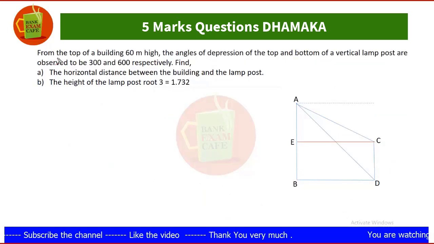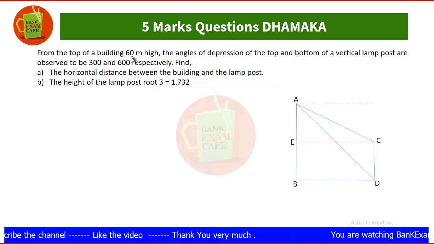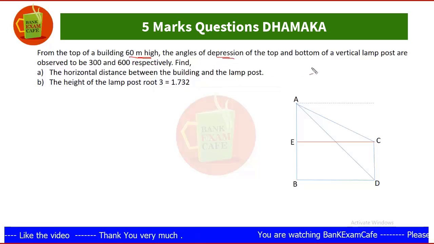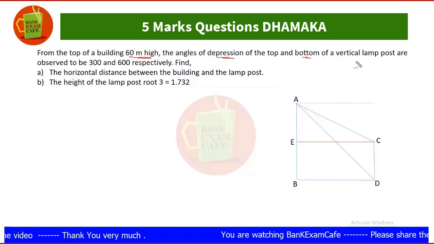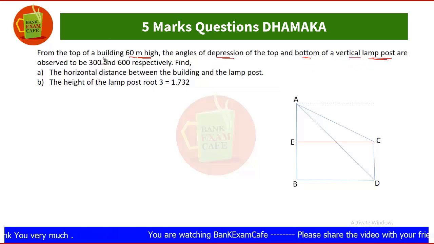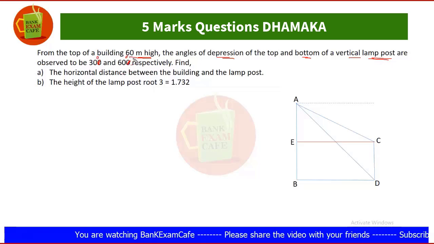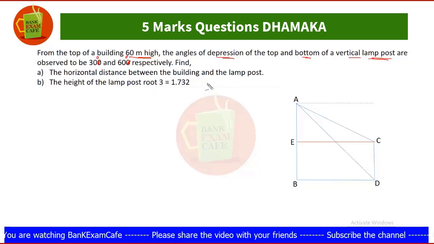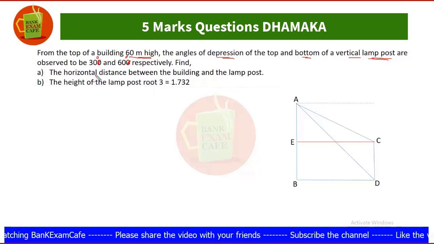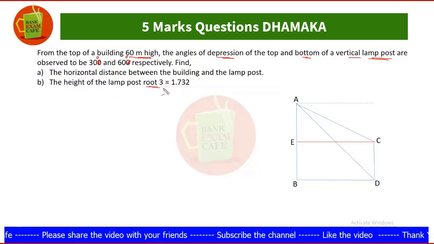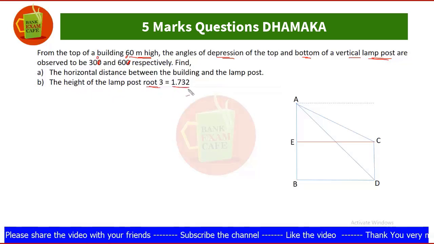Friends, the next question is: from the top of a building 60 meter high, the angles of depression of the top and bottom of a vertical lamp post are observed to be 30 degree and 60 degree respectively. Find the horizontal distance between the building and the lamp post and the height of the lamp post, when root 3 is equal to 1.732.